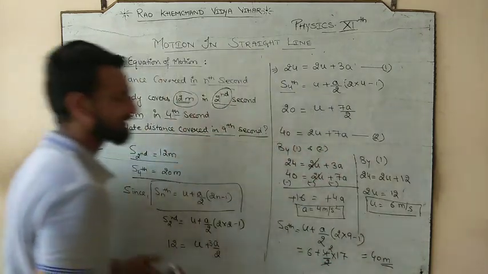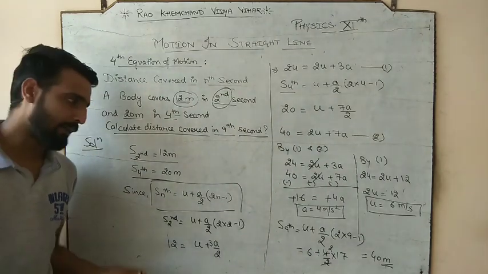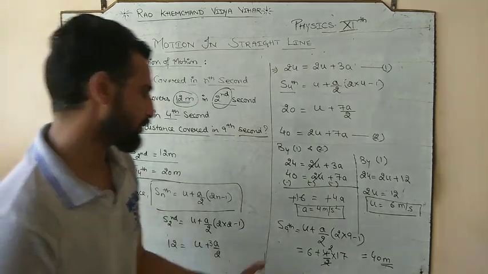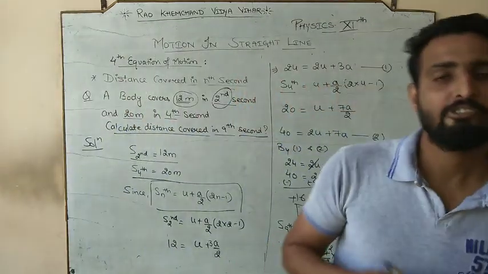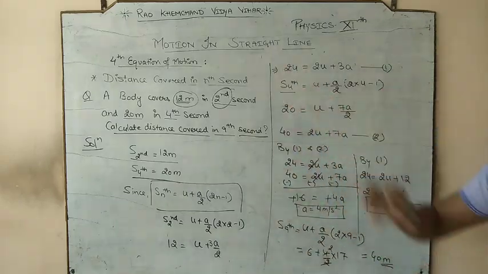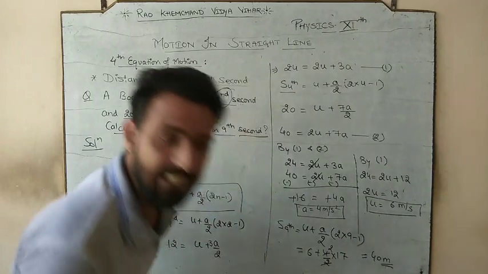So what would be the distance covered in the 9th second? It would be 40 meter. In this manner, we have to do this. Okay, so this is the fourth equation of motion, and this is the numerical related to the fourth equation of motion. Hope you will get it.